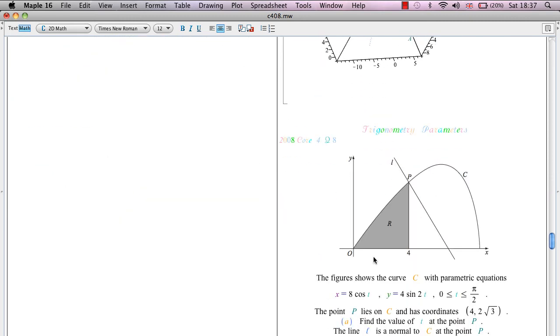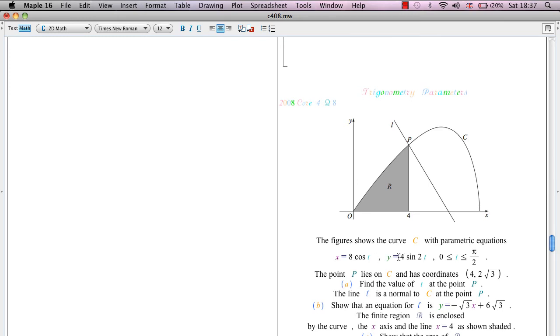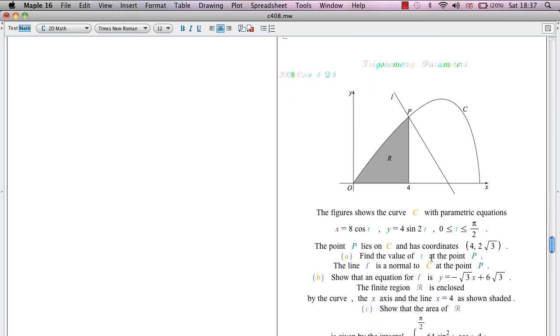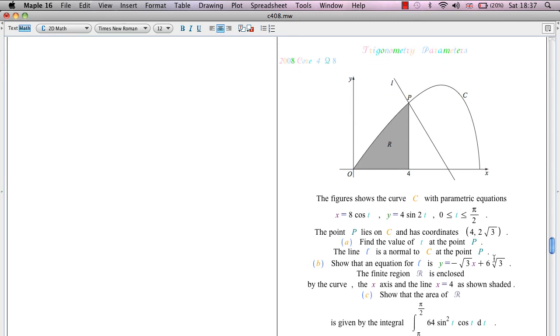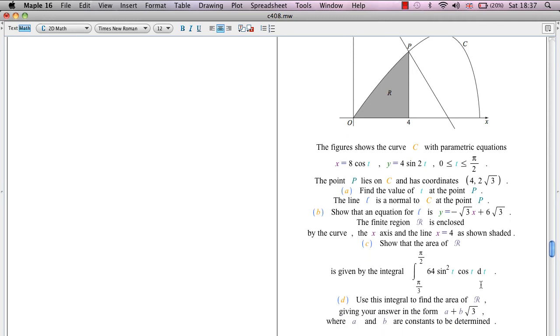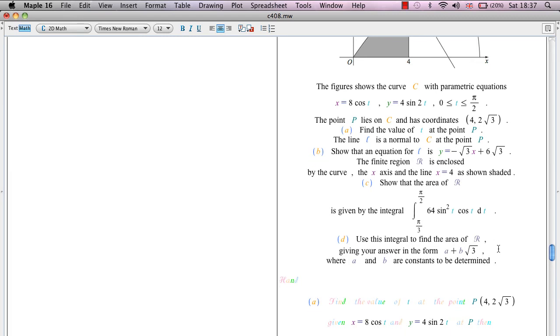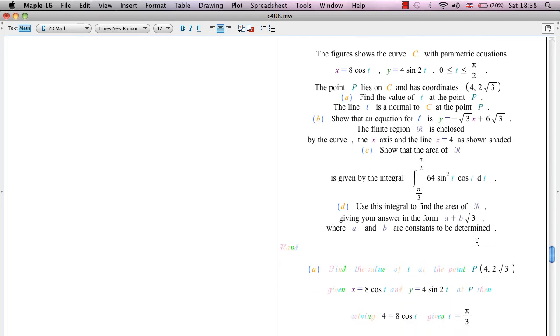Final question in this paper, question 8, trigonometry parameters. To find the value of t at the point P in A, we're given that the line L is a normal to the curve at P. Show that an equation for the normal in B, and to show that the area of the shaded region will be this integral in C, and then to evaluate in D.